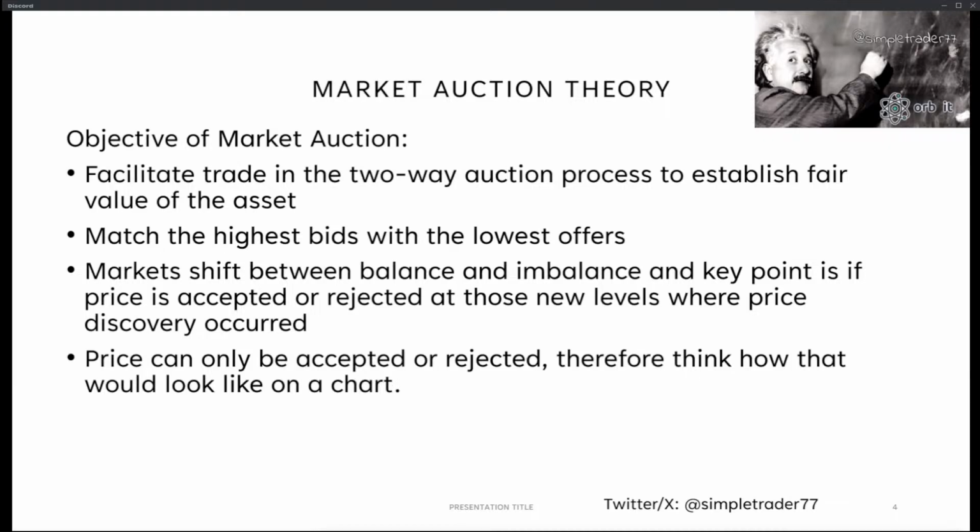And then when you have a balance day, whether it's a D shape, a normal day, or a neutral day, sometimes you can have, on the day types, we'll get there. But when you have a normal day, that means there's a two-way auction, and basically people are accepting that price and trading. Match the highest bids with the lowest offers, and you get transactions. Market does shift between balance and imbalance, and the key point is if the price is, again, accepted or rejected at those new levels where price discovery occurred.